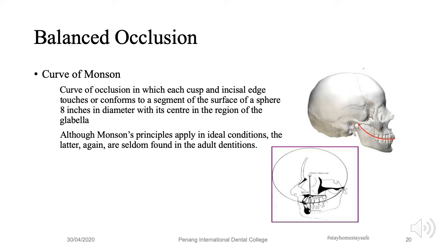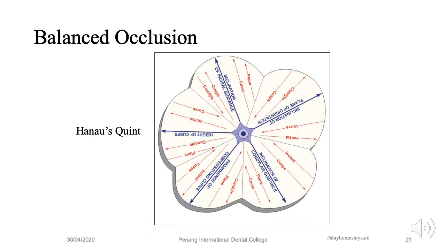So later there was seldom use of this in adult dentition. So the curve of Monson is not really important, but yes, to an extent it helps in balanced occlusion. Now Hanau's quint. He gave a diagrammatic figure showing how each factor determines the balanced occlusion.